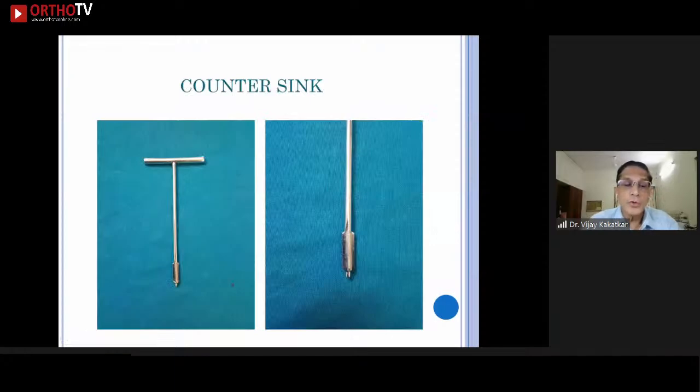This is a countersink, and you must know where you will use it. This is for 3.5 millimeter screw, and this is for 4.5 millimeter or 6.5 millimeter screw. Basically, when you are going to put a plate on top of an interfragmentary screw, and the screw head is likely to cause problems for the sitting of the plate on the bone surface, you have to countersink the head of the screw. So you use this instrument, by which on the cortex you make a little bigger hole, and then the head of the screw can be countersunk so that it doesn't come in the way of your plate which is going to sit on top.